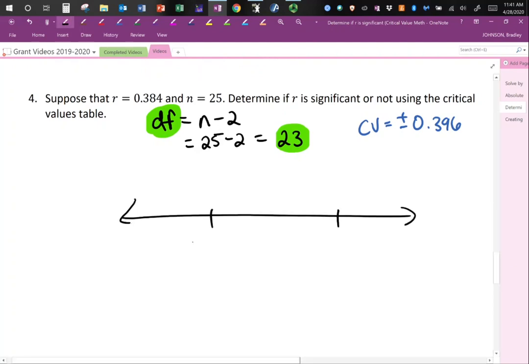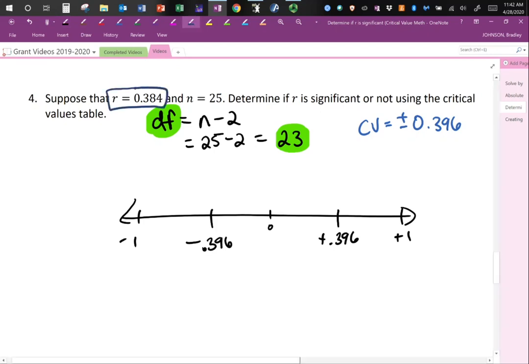And using our method, we will create a number line. We will mark negative 0.396 here, positive 0.396 goes here. Now I know positive 1 and negative 1 is out here. You don't have to draw that if you don't want to. I know 0 is right here. You don't have to draw that either, because all that we're interested in is if we're in the in-between or not in the in-between.